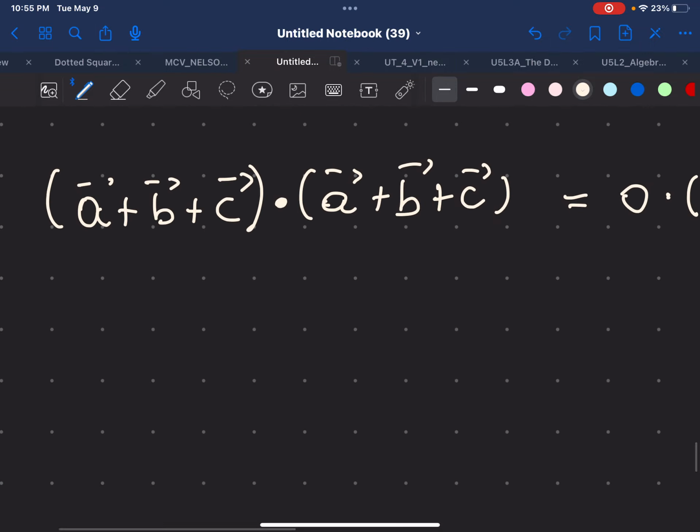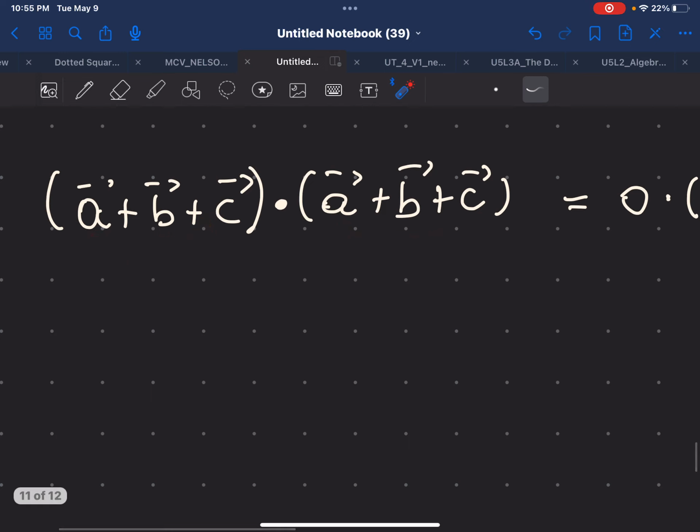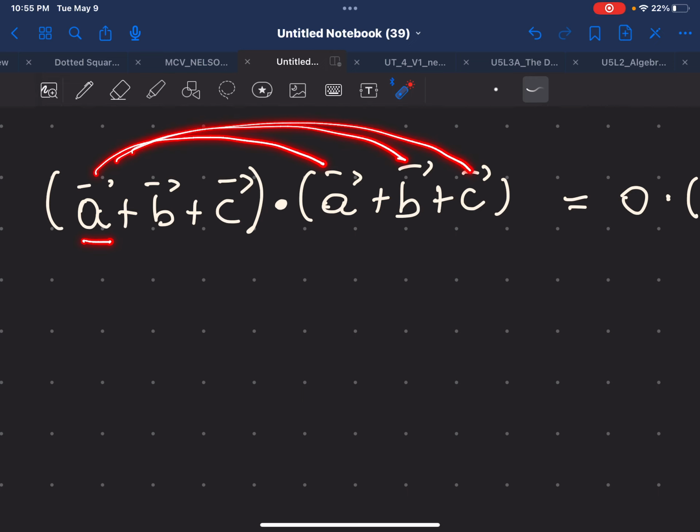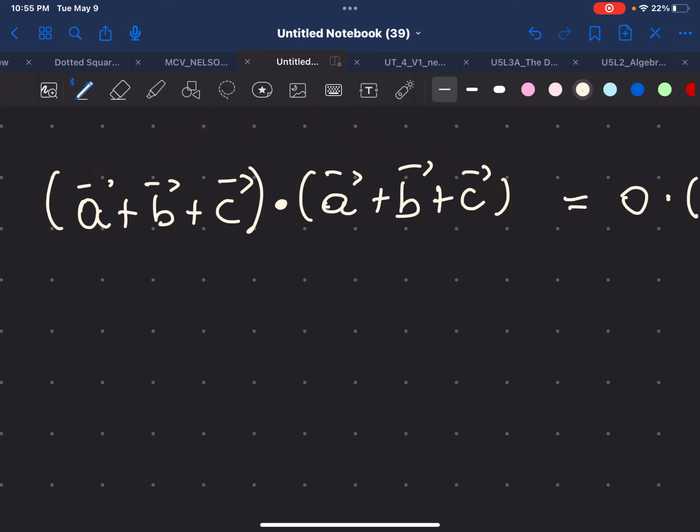So in a dot product, when we have the sum of three vectors dot product with the sum of three other vectors, we simply dot product the first vector with every vector in the second set of brackets. So therefore, for a, we'll get a dot a first, and then plus a dot b, and then plus a dot c.